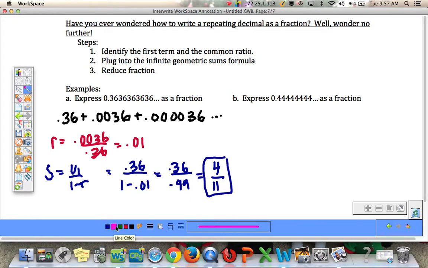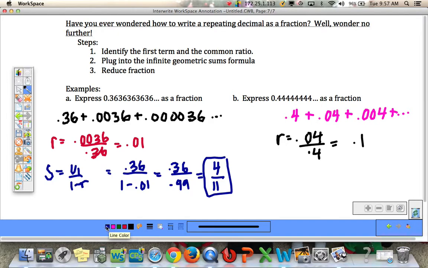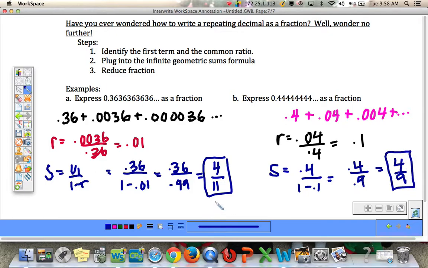How about the next one? 0.4 repeating could be written as 0.4 plus 0.04 plus 0.004 and so on. So to find the ratio, take any number, divide by the number before it. So 0.04 divided by 0.4 gives us 0.1 as the ratio. Plug into your sum formula. First term is 0.4 over 1 minus the ratio. You get 0.4 over 0.9. And as a fraction, if you multiply each by 10, you get 4/9.